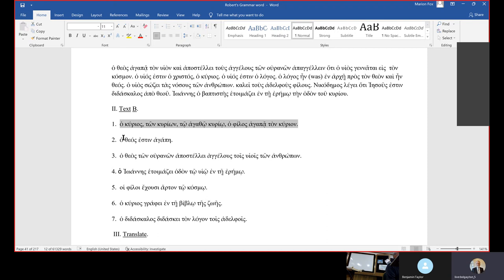Okay. Kurios is a benevolent Lord. He does what is good for the other person, which is, of course, that would be a loving Lord, wouldn't it? Right. Let's try the next one. Ho theos estin agape. God is love.